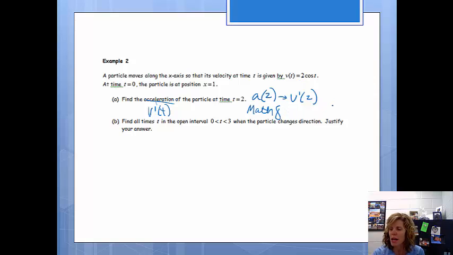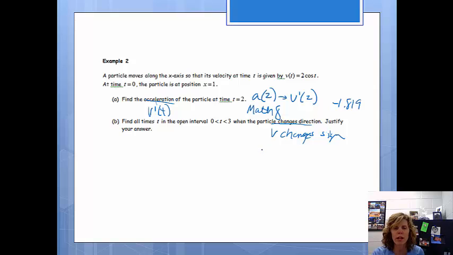So if I do that, I will get an answer of negative 1.819. And if we're talking about a particle moving along the x-axis, that must mean that this particle is moving left. Alrighty, part B: find all times t in the open interval 0 to 3 when the particle changes direction. Justify your answer. Well, the particle is going to change direction when the velocity changes sign.